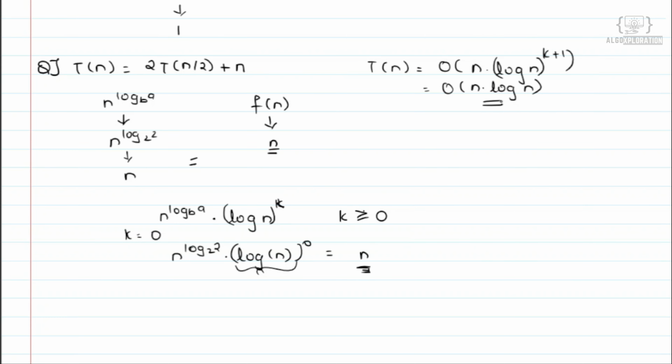So in this simple step we can find the time complexity using the Master Theorem. Now in the next lecture we will start the divide and conquer strategy.